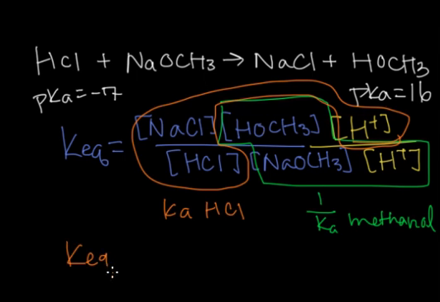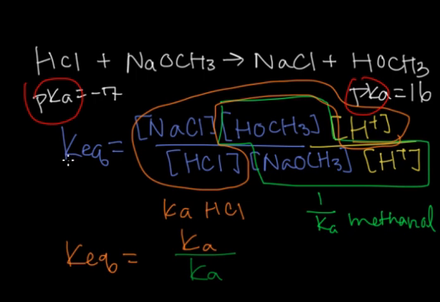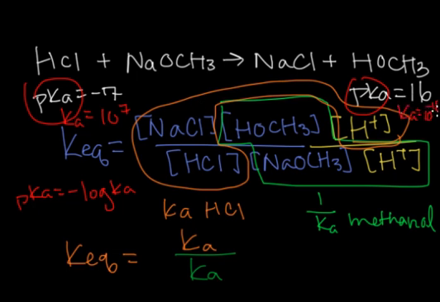Therefore, we can rewrite the Keq as equal to the Ka of hydrochloric acid divided by the Ka of methanol. However, we see that we're given the pKa and not the Ka of the acids, so we can simply convert this to Ka because we know that pKa is just equal to negative log of the Ka. So similarly, we know that this Ka is just equal to 10 to the 7th. This Ka is just equal to 10 to the -16.